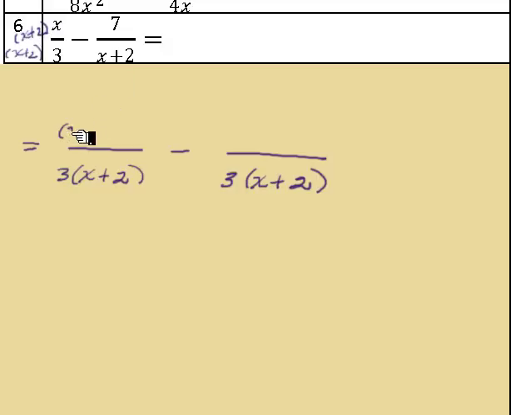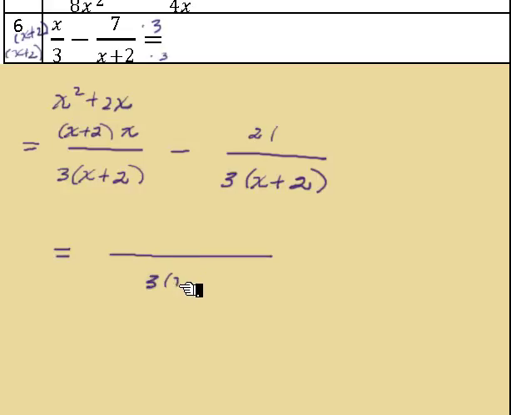So in the numerator here, we have x plus 2 times x. In the second fraction, we have to multiply top and bottom by 3. So in the numerator here, we have 21. All right, so this numerator over here is multiplied through, it's x squared plus 2x. Okay, so let's just subtract those numerators. And we have x squared plus 2x minus 21.